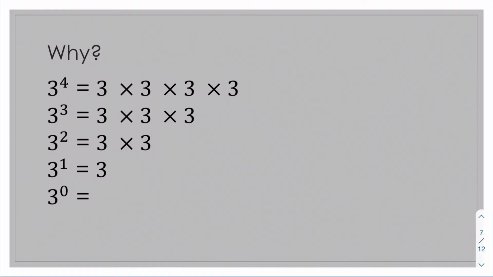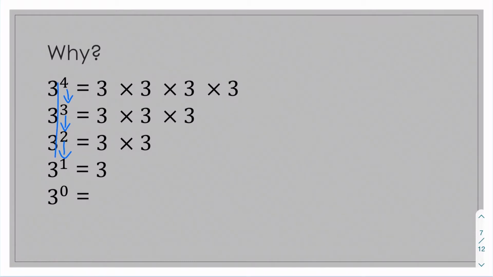Every time the exponent decreases by 1, the result actually decreases by a factor of 3. 3 is being multiplied by itself 4 times here. But here, 3 is being multiplied by itself 3 times. And then it's being multiplied by itself 2 times, then 1 time.